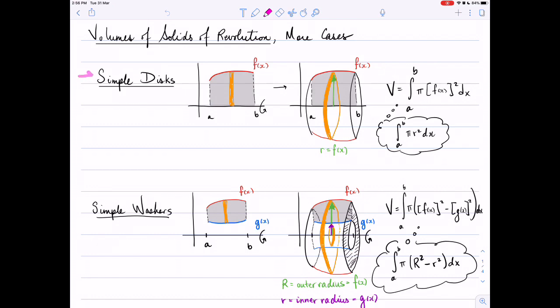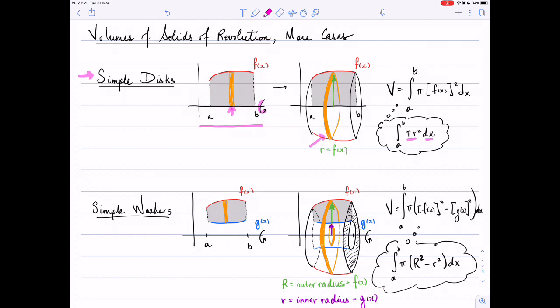The very first thing was the simple disks, and that was the simplest kind of region, the region under the graph of a function f of x from a to b, and we imagined a single rectangle being revolved around with the region to create a typical disk. The volume of a disk is area of the base, which is a circle, pi r squared, times the height, which is delta x, or in the limit as n goes to infinity, where n is the number of disks that you have, dx. So that's area of the base times height.